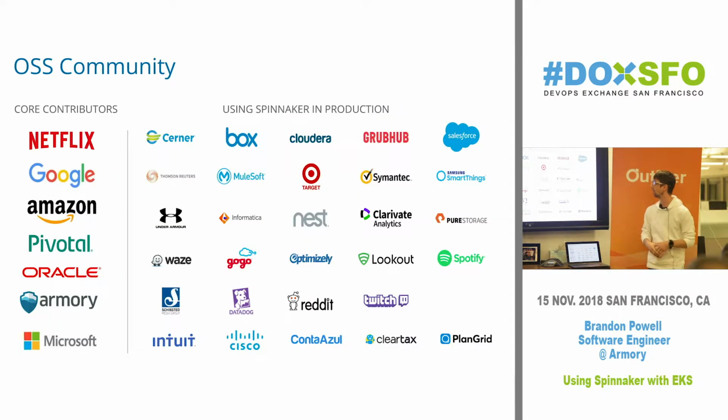So Spinnaker has a very large open source community. Some core contributors: Netflix, Google, Amazon, Armory, Microsoft, Oracle, Pivotal, a whole bunch of us that are contributing to the project. And these are some companies that are using Spinnaker in production: Box, Grubhub, MuleSoft, a whole bunch of them on here. And hopefully a lot more.